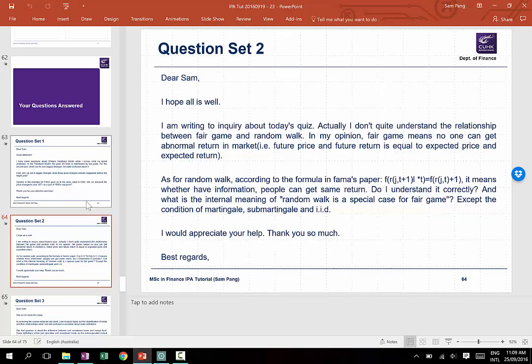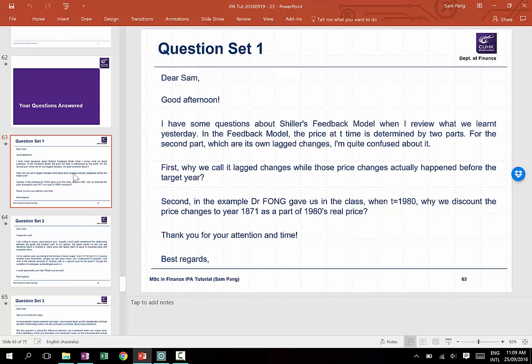Okay, now what's happening is, first of all, I like to have a go at the question regarding Schiller's feedback model. And so this student wrote in and she's asking, in the feedback model, the price of time t is determined by two parts. For the second part, which are its lag changes, I'm quite confused. First, why do we call it lag changes?